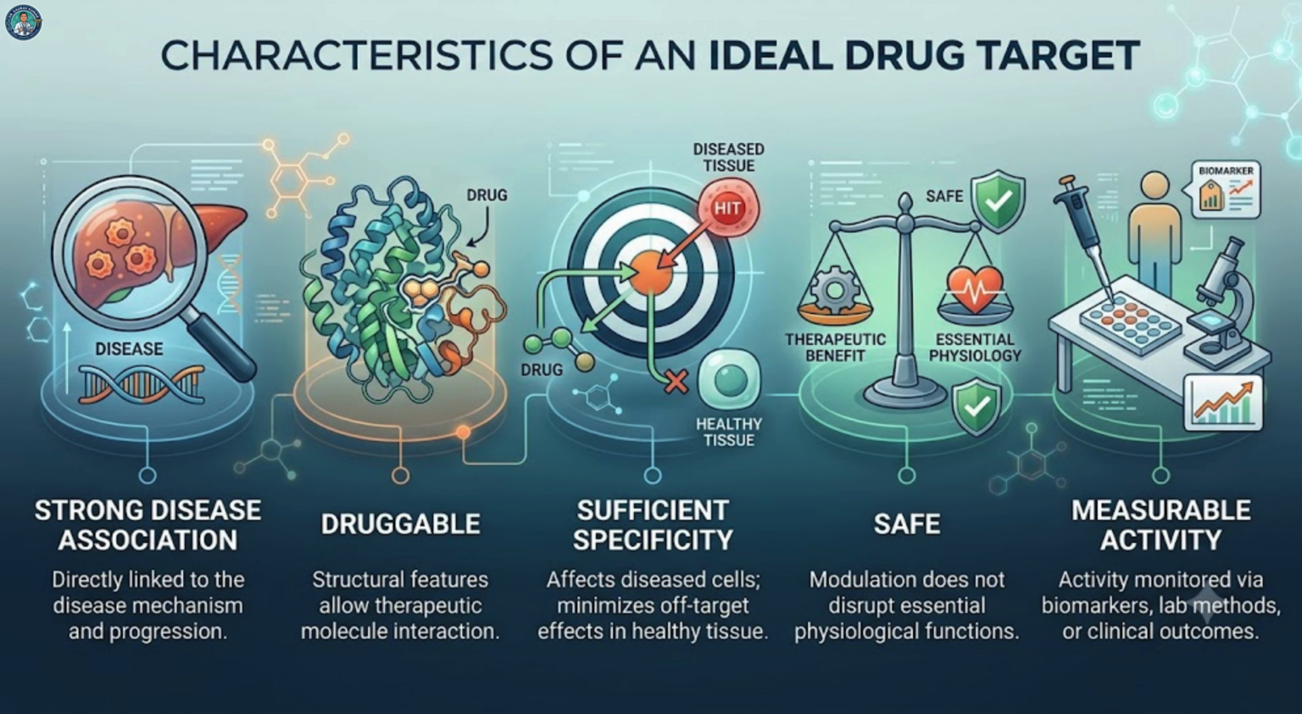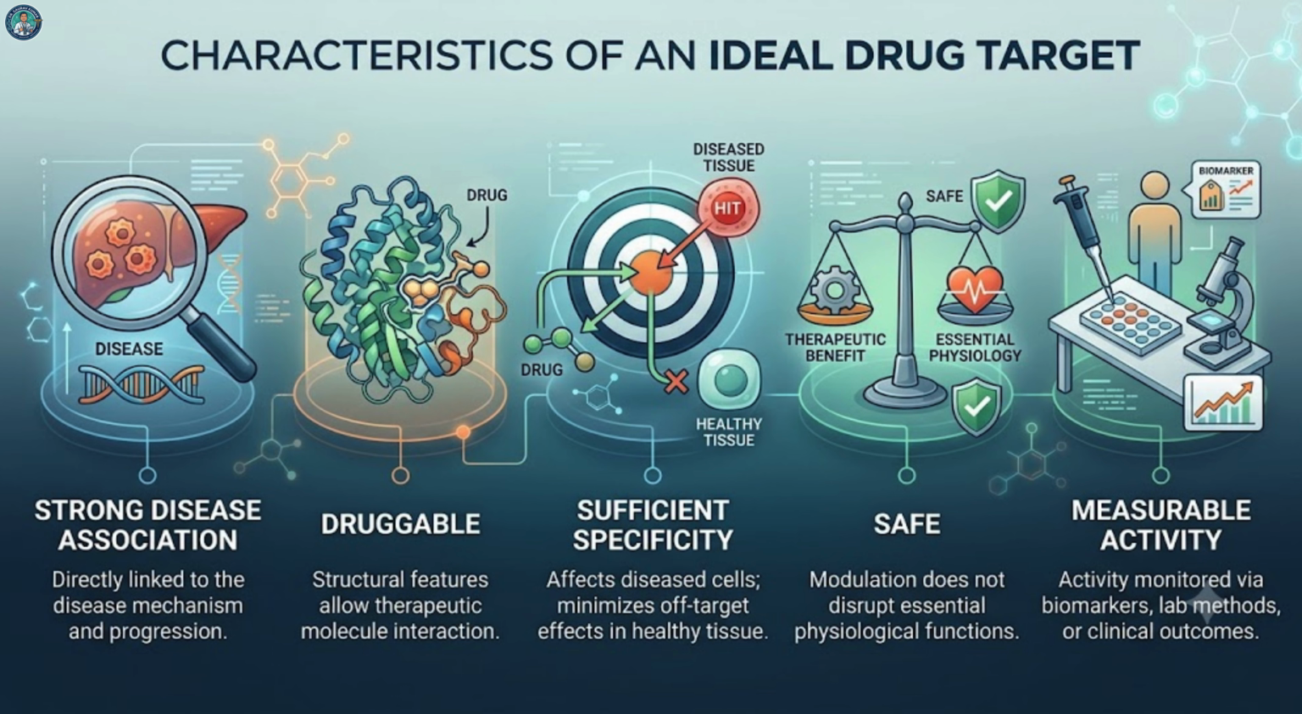Not every molecule in the human body is suitable as a drug target. An ideal drug target should possess several important characteristics. First, it should be strongly associated with the disease process. Second, it should be druggable. In other words, it should contain structural features that allow interaction with therapeutic molecules.